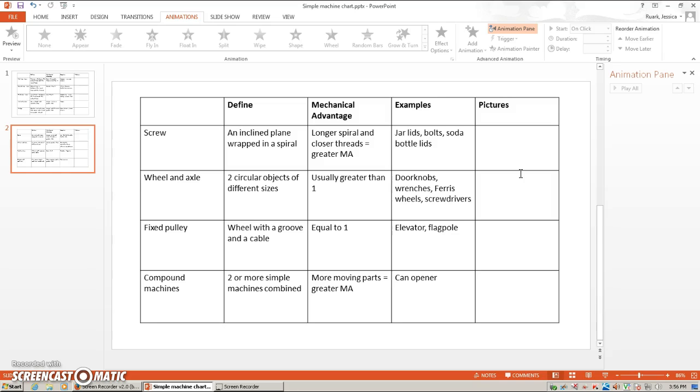Pulley or fixed pulley is a wheel with a groove and a cable, and it's usually fixed to one central place. The mechanical advantage for this would be equal to 1, and some examples, but there are many, would be an elevator or flagpole. They have pulleys on them so that you can raise the flag, so that you can raise the elevator.